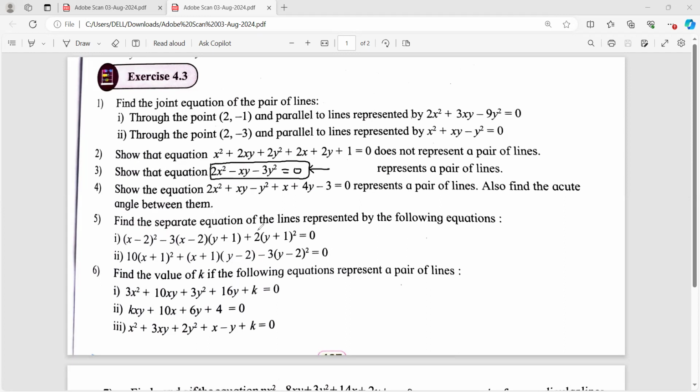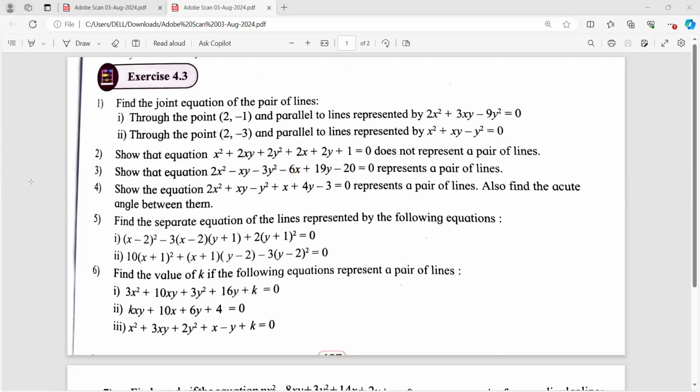Why? Because every homogeneous second degree equation in x and y represents two lines passing through the origin. But here it is not the case. It is not homogeneous. So what will happen? We will have to check whether it satisfies the condition. Okay, so let's go for it.